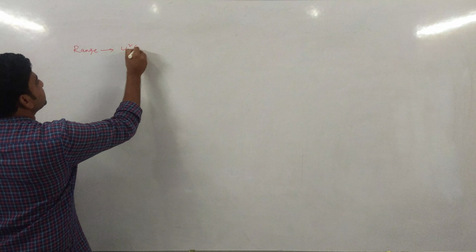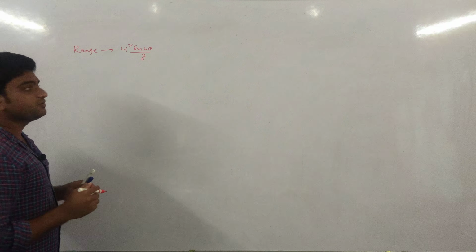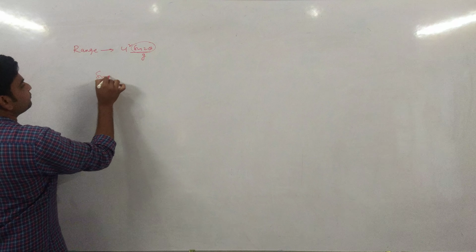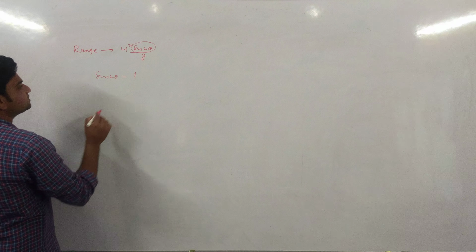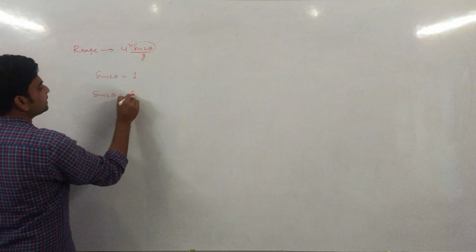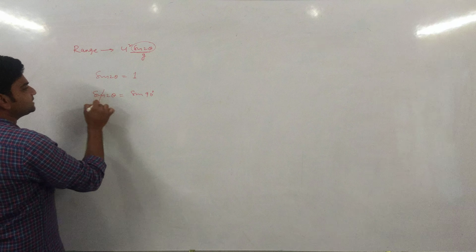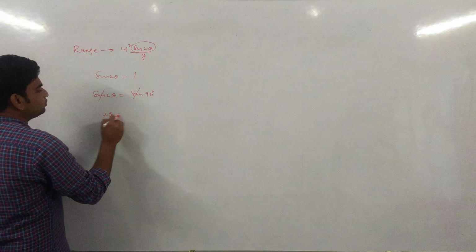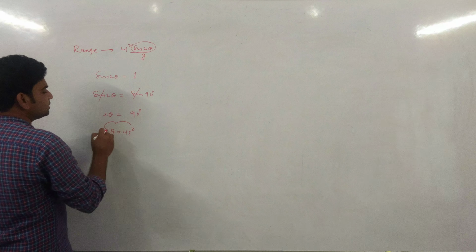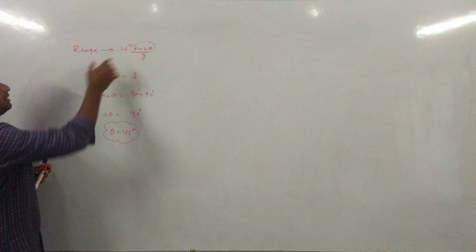u square sine 2 theta by g, and also we discussed the maximum condition of range. Here the sine 2 theta function's maximum value is 1, which is possible at 90 degrees. So sine 2 theta can be written as sine 90 degrees, because sine 90 value is 1. Here sine gets cancelled, and from here 2 theta equals 90 degrees, so theta value is 45 degrees. That means at theta equals 45 degrees my range is going to be maximum.